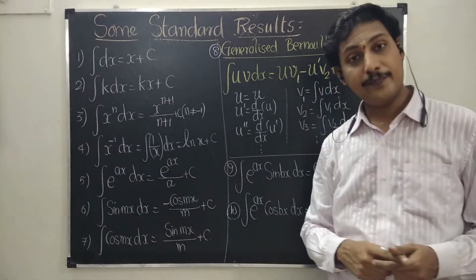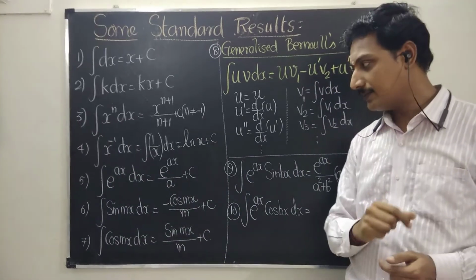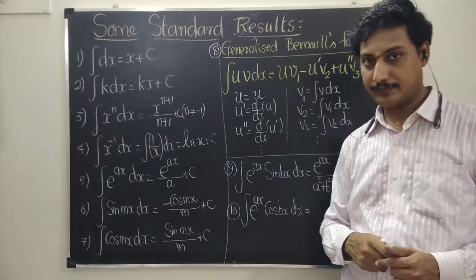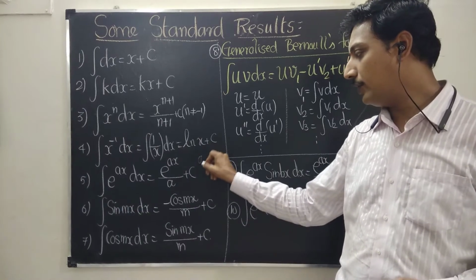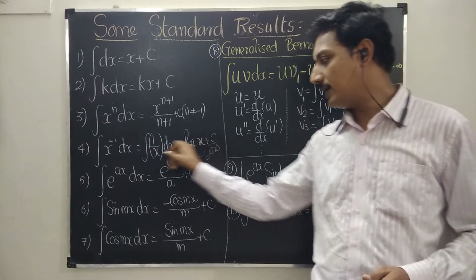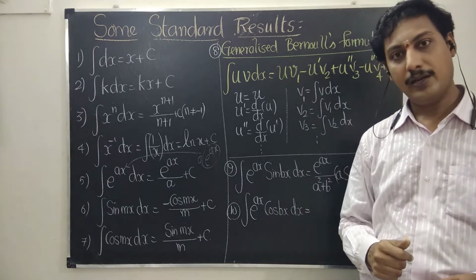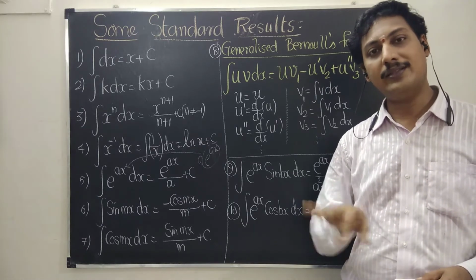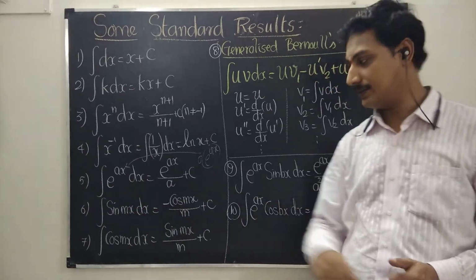And now what about the exponential type? E to the power ax dx. What is a? A is the multiple of x, that's the coefficient of x. So once we integrate e to the power ax, we get e to the power ax by a. If I differentiate e to the power ax, what do I get? A into e to the power ax, am I right? So after cancellation of this a with the denominator a, I get the original input. So that's why I am saying this is the inverse of differentiation. Integration is the inverse of differentiation. Once the derivatives exist, then only the integration is possible. That's a simple logic.